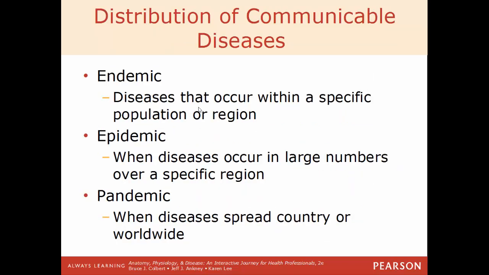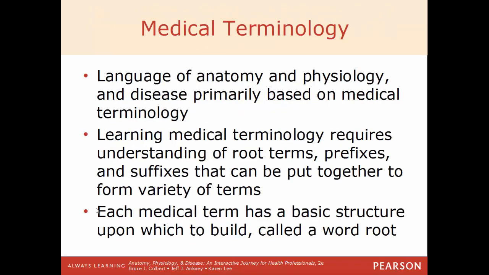All right, now we'll talk about the distribution of communicable diseases, and they will vary on how widespread they are. An endemic is a disease that will occur within a specific population or a specific region. An epidemic is where disease will occur in large numbers across a specific region. You're getting more and more advanced, more and more of a spread of disease. And then you have a pandemic, which is diseases spread across an entire country or throughout the world. So endemic, serious, epidemic is bad, pandemic is really, really bad. So when you get to this point, there's a very large number of people that are being exposed to the disease.